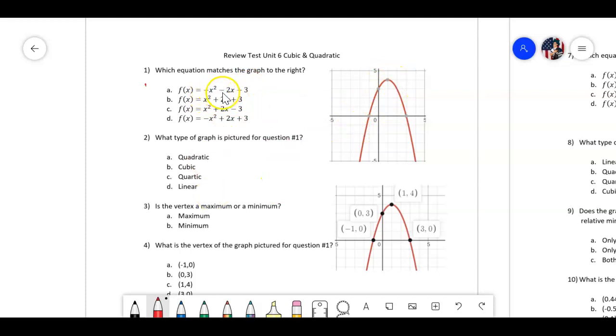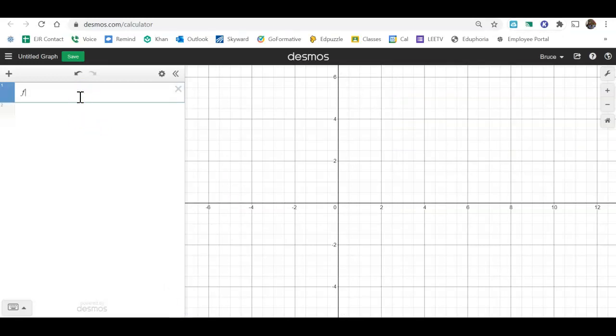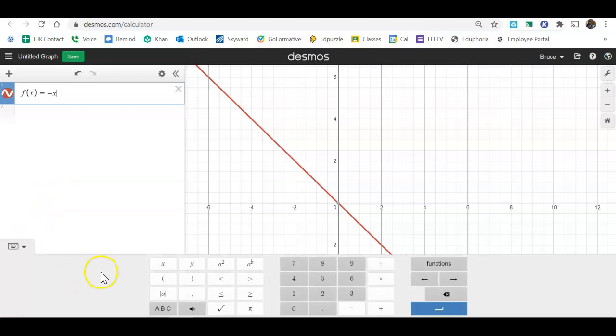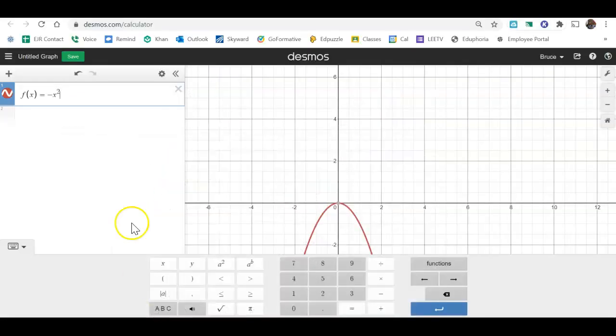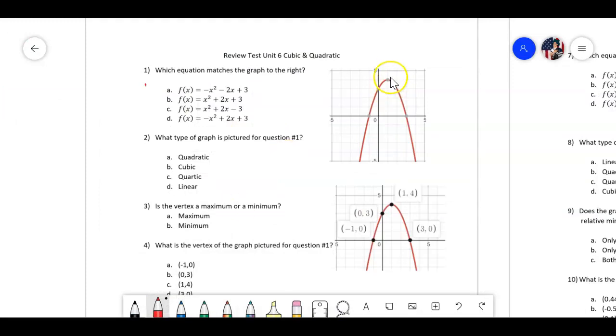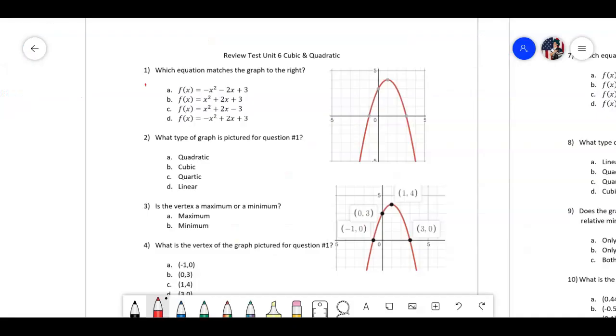Okay, so negative x squared minus 2x plus 3. So f of x equals negative x, and then for squared, I'm going to have to go down here to this little show keypad, and the a squared is how I get my squared. So the first one was, again, negative x squared minus 2x plus 3. And now I just want to think, does that match? So look, the vertex is up here on the right of the axis, and then this vertex is to the left of the axis, so it is not the first answer choice. So it's not A.